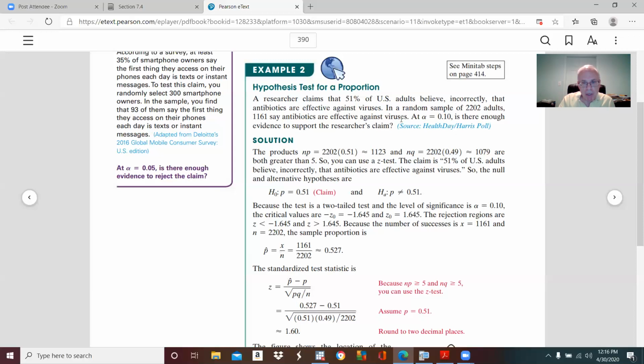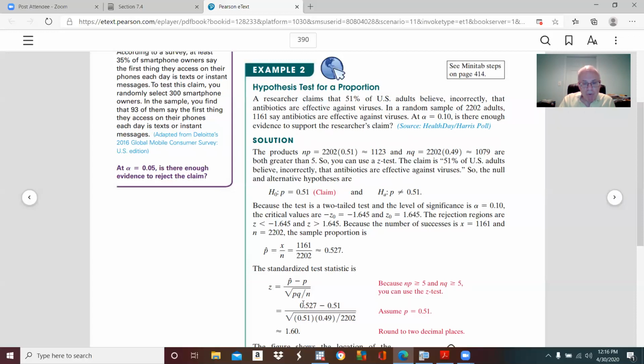So whenever you see this type of question where they give you the sample size and then they give you the count of the number of people who answer a question in a certain way, know that that's X, and we're going to take this number and divide it by the sample size, X divided by n, to get our sample proportion. And that's what we plug into the first number in the numerator for our test statistic.